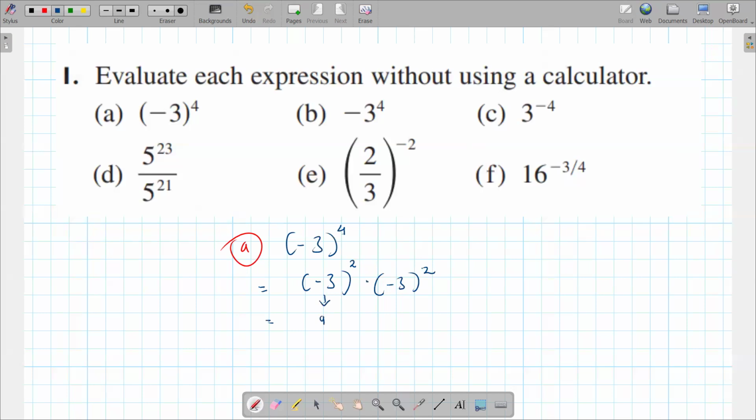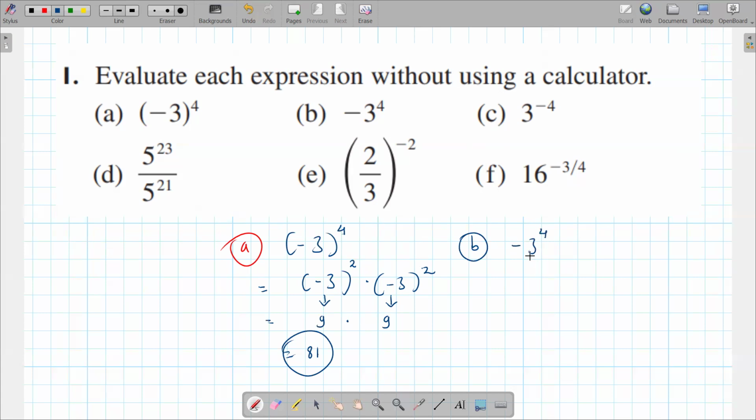This is 9, positive 9. It's in a bracket, so the negative sign also gets squared, becomes positive. 9 times 9, and the answer is 81. So that's how you would do part A. Now, part B is extremely similar. Part B and C are both extremely similar. How is part B different than part A?